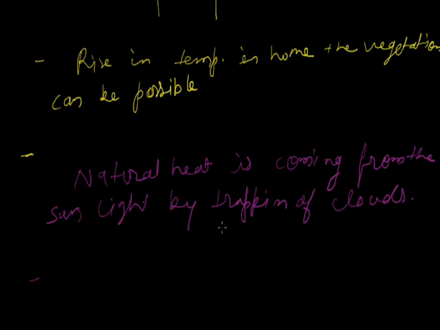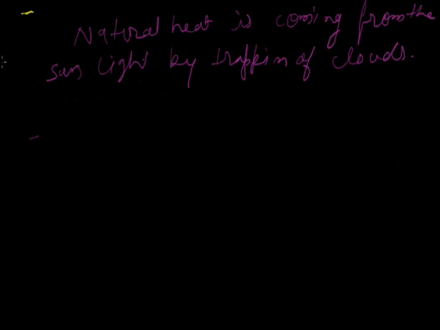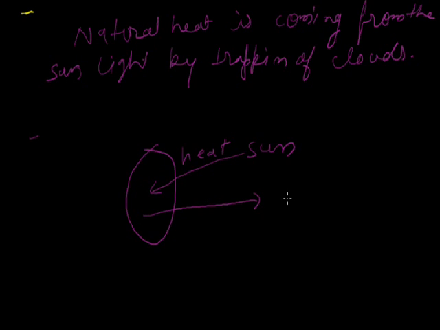We know that the natural heat is coming to the earth by sunlight. This is the source, the sun, and this is the light coming, and this is the heat. Whenever work is done at the surface of the earth, the heat that is produced is emitted to the universe. This is the universe. This is a natural phenomenon. It means heat is coming from the sun and it will be emitted to the universe.